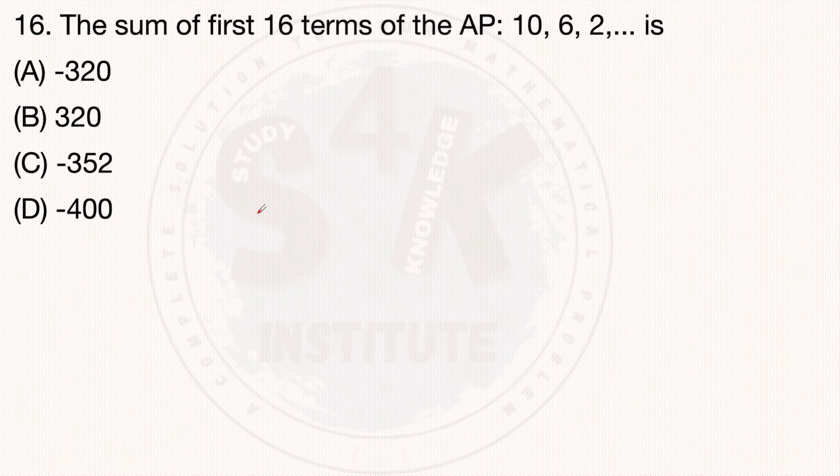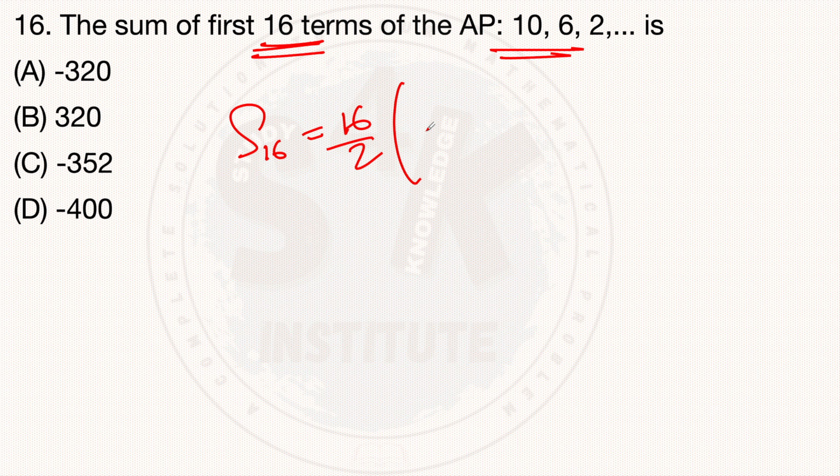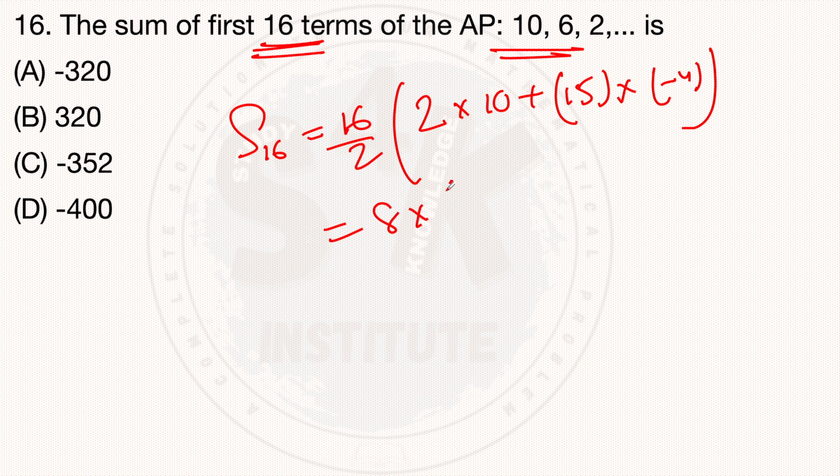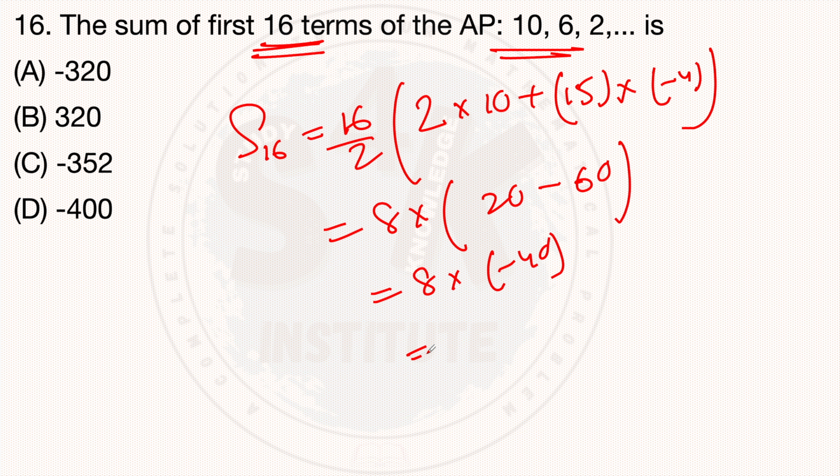That's it, I guess. No, we do have another question. The sum of the first 16 terms of the AP is asked. So S16 is 16 by 2, 2 times a plus (16 minus 1), that is 15, into the difference, which is -4. Okay, so we will have 8 times (20 minus 60). This will be 8 times minus 40, which is minus 320. So answer is A.